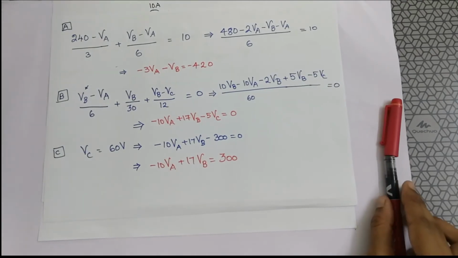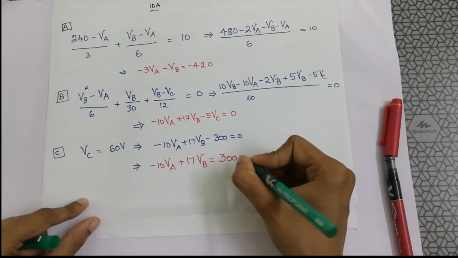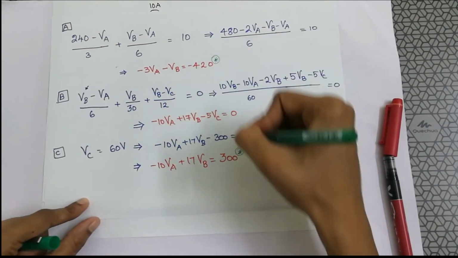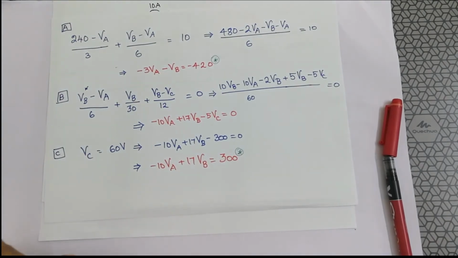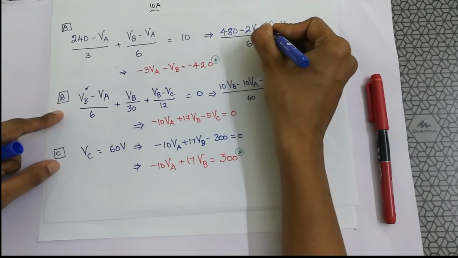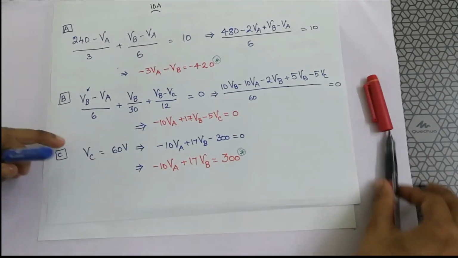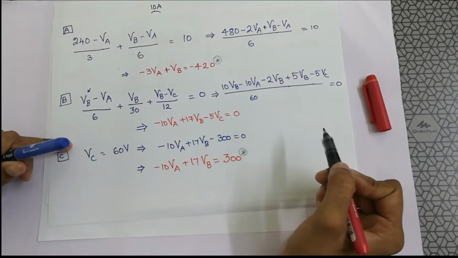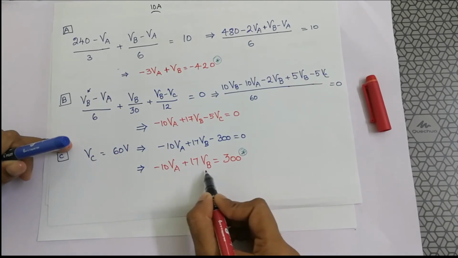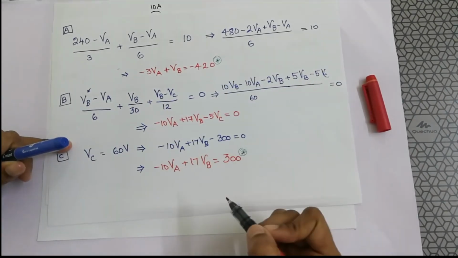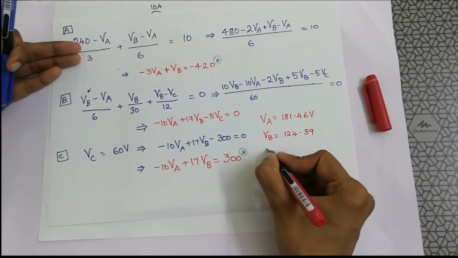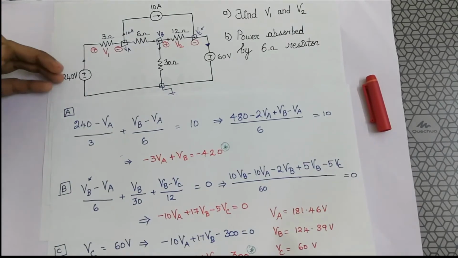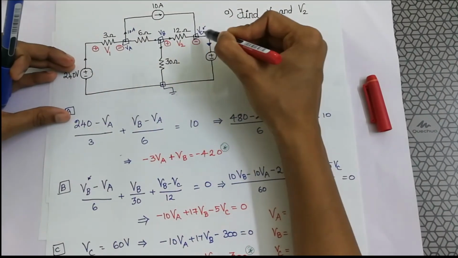We now have simultaneous equations of two unknowns. In this case, we have this equation and we have this equation. We can solve both to find VA and VB. I'm sorry, this is plus VB, not minus VB. So here it will be a plus. So we have two equations: minus 3VA plus VB is equal to minus 420, and minus 10VA plus 17VB is 300. If we solve both, we will get VA and VB. We naturally know VC, which is 60 volt, from the circuit. So we know VA, we know VB, we know VC.